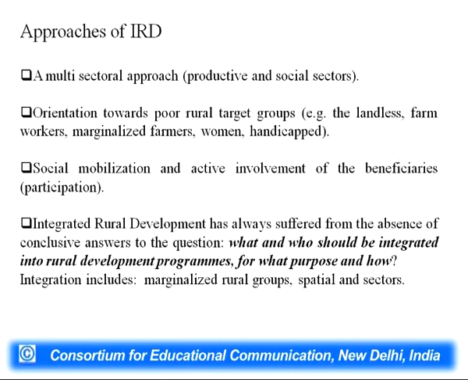Various approaches include a multi-sectoral approach, productive and social sectors, oriented towards poor rural target groups like landless, farm workers, marginal farmers, women, handicapped, social mobilization and active involvement of beneficiaries. So, participation was encouraged. This IRDP has always suffered from the absence of a conclusive answer to the questions like what and who should be integrated into rural development, for what purpose and how.